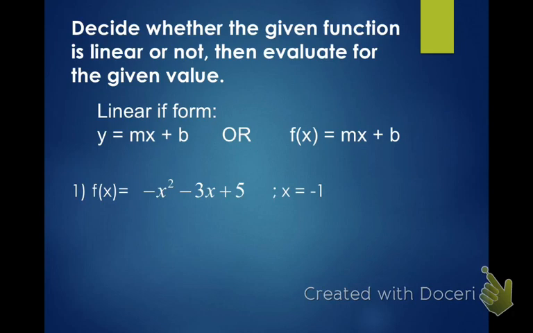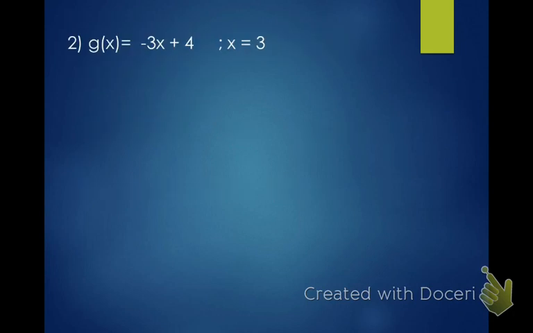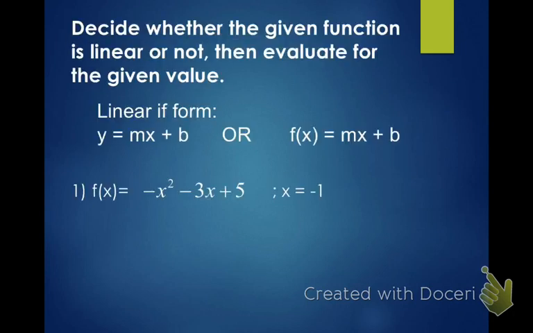Now, if we evaluate for -1, all we're going to do is plug and chug. Make sure whenever you do this, write it out: -1 squared - 3 times -1 + 5. It's not linear because of that too, because it's to the second power.